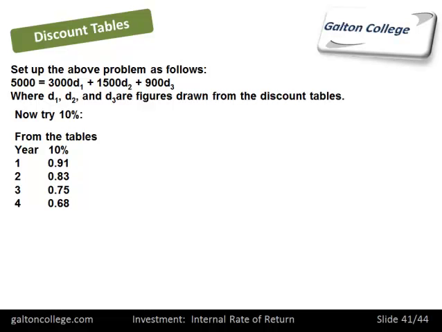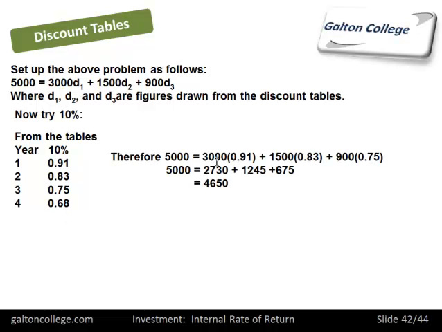Now you'd have to find these tables, as I said, at the back of a finance book or in the local library, or I wouldn't suggest you buy them, but they are available. And when you look it up in the tables, you'll find these figures here. So what you would do then is you would say, okay, therefore 5,000 is equal to 3,000 times 0.91 plus 1,500 times 0.83 plus 900 times 0.75.